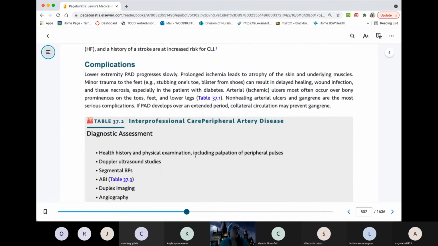And so, this is talking about, okay, I always talk about in my class, what's the worst thing that could happen to a person? That's what this section is. It says, okay, worst case scenario, what would this lead to? Because you need to know that as the nurse.